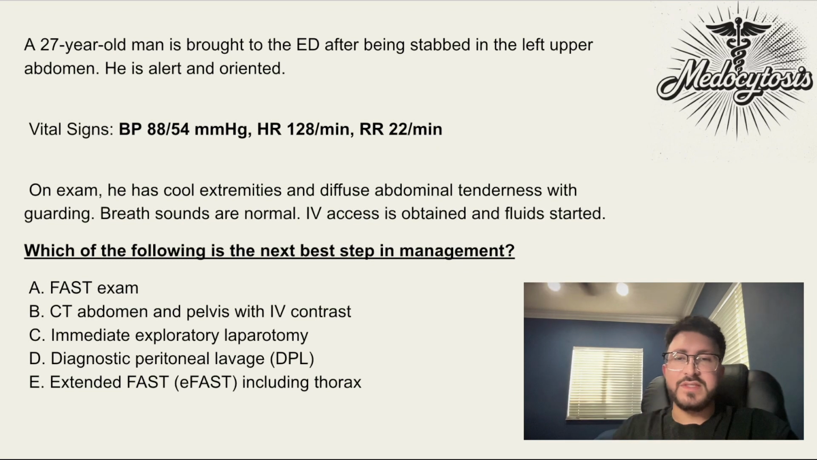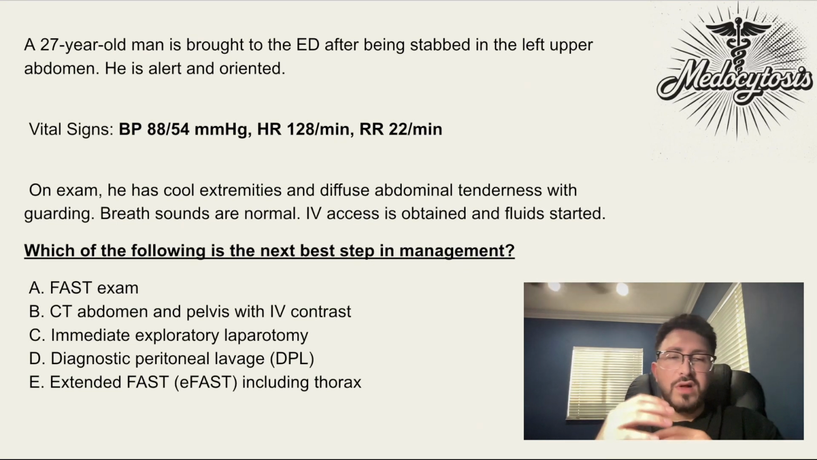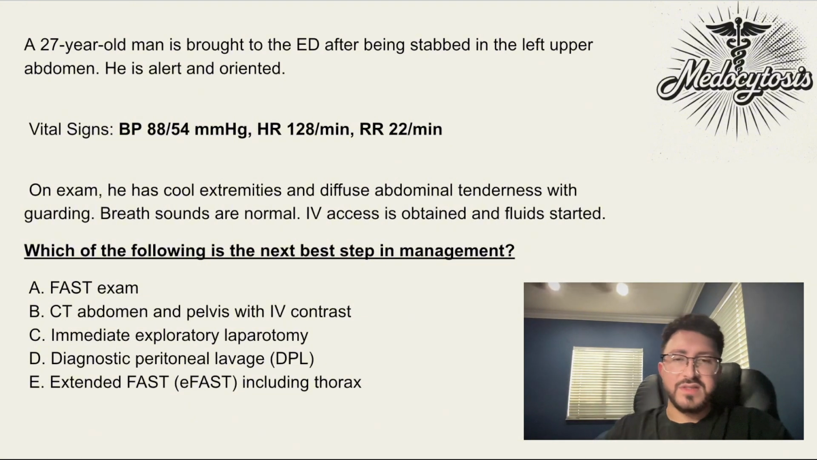Now, as for B, CT abdomen and pelvis, this is automatically incorrect. When you have an unstable patient like this one, with his vital signs, you never want to take them to CT, because taking them to CT requires moving the patient from one room to the CT room, and they don't have that much time, so you want to think quick. It's not the most optimal decision in this situation, therefore B is incorrect, and it's usually incorrect for anyone that's unstable.